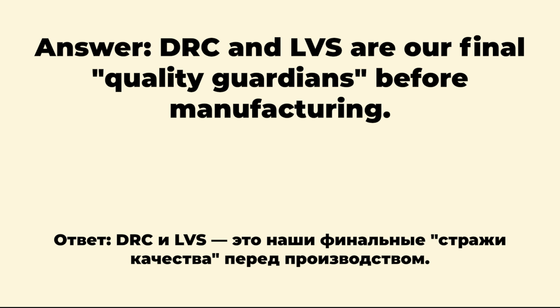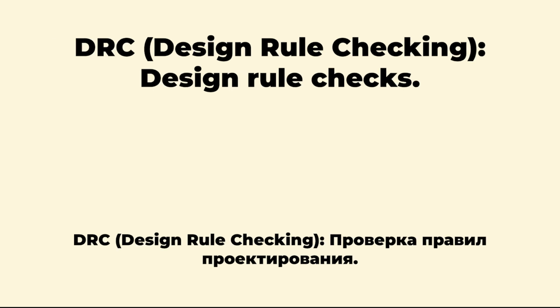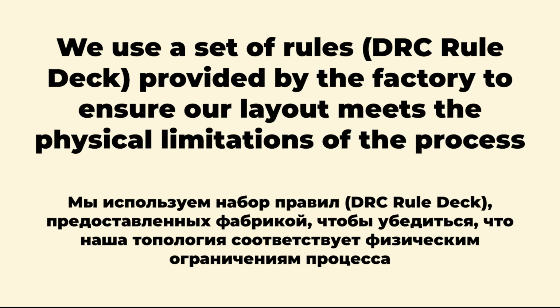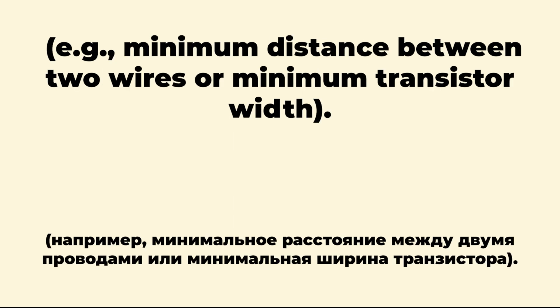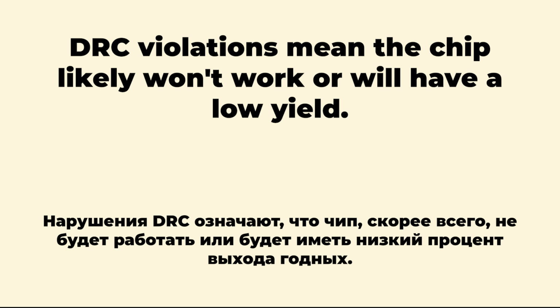Answer: DRC and LVS are our final quality guardians before manufacturing. DRC, Design Rule Checking. We use a set of rules, the DRC rule deck, provided by the factory to ensure our layout meets the physical limitations of the process. For example, minimum distance between two wires or minimum transistor width. DRC violations mean the chip likely won't work or will have a low yield.